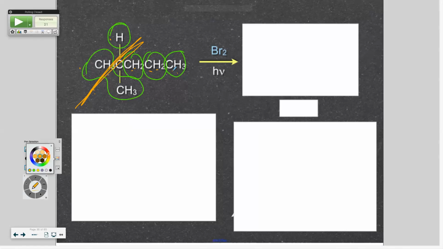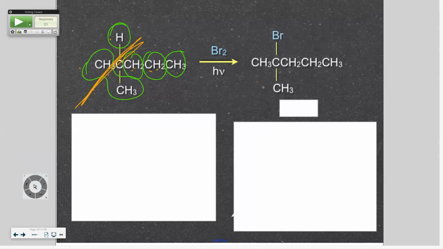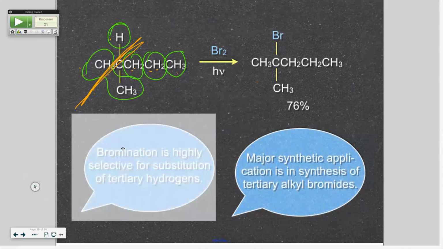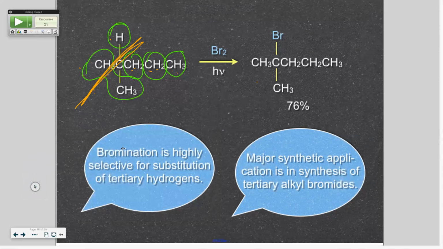Okay, so your major one is which one? Yeah, that H on the top. Okay, look at this. They got a 76% yield overall. And then there's your other product. I'll put that up at the beginning and let you write it down on Monday.